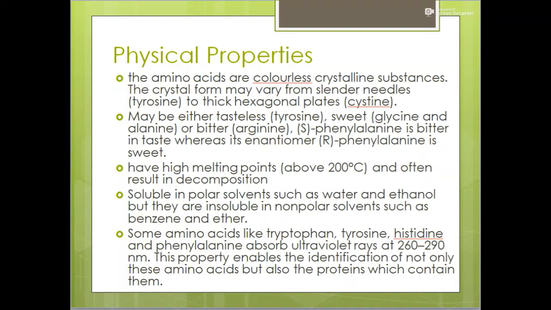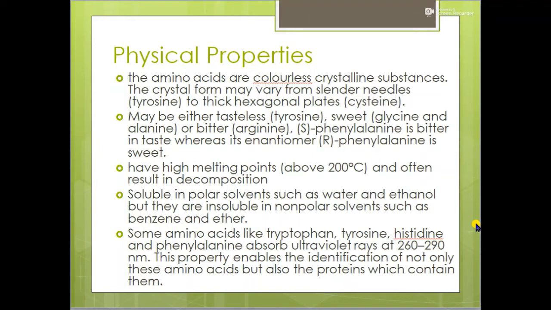Now, these amino acids, which form part of proteins, are found to be colorless crystalline substances. But the crystal form varies among different amino acids. Some of them are slender needles, as in the case of tyrosine, or sometimes they are thick hexagonal plates, as in the case of cysteine. So the crystal structure of the amino acids is different.